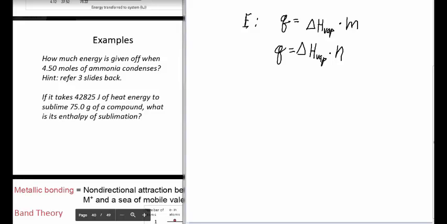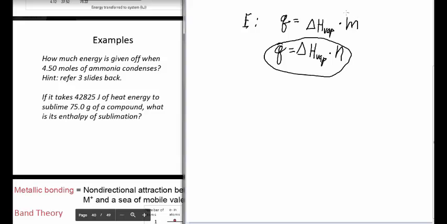The energy required for a phase change is the enthalpy of that phase change times the amount of substance that we have. We may be in a situation where we have an enthalpy of vaporization in terms of the number of moles, an energy per mole, and we have the number of moles of that substance, and then it would be really easy to use this equation.